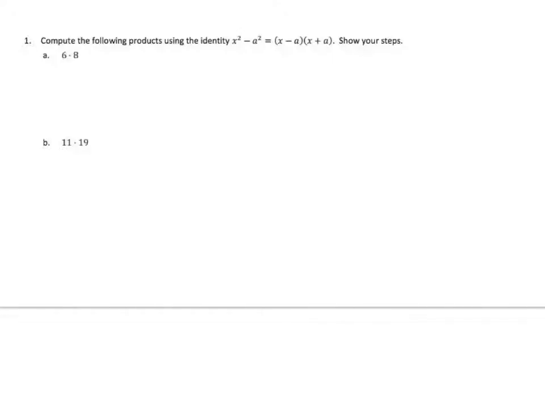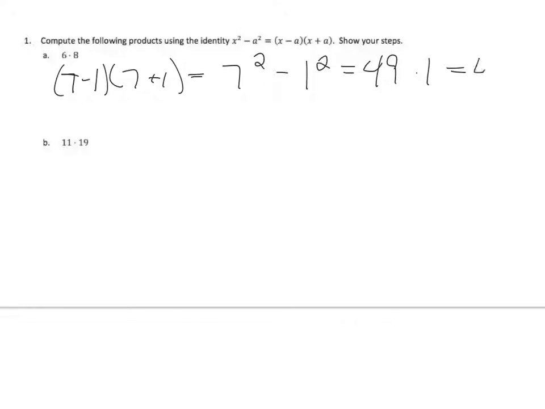Okay, compute the following identities. We said that our first term is the mean, or average, of the two factors. So 6 plus 8 is 14. 14 divided by 2 is 7. So I have 7. And then a is half the absolute value of the difference between the factors. So 8 minus 6 is 2, and half of that is 1. So we're going to go 7 minus 1 times 7 plus 1, which gives us 7 squared minus 1 squared, 49 minus 1, 48.